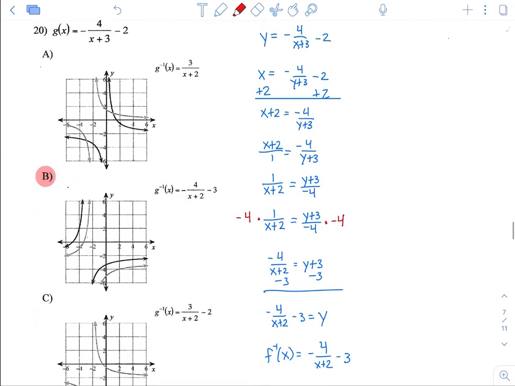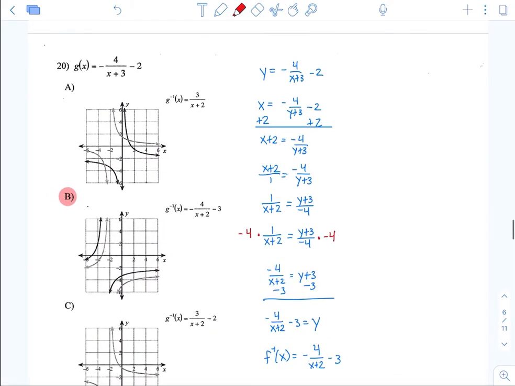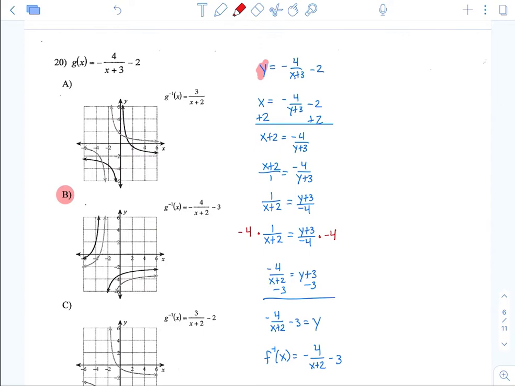And lastly, 20. So for 20, change g of x to be y, so we got y right there. Switch your x and y variables, so this now is x, this is y now. Add 2 to both sides, we get this. Again, don't like that variable in the denominator, so I'm going to put x plus 2 over 1 as a fraction, and now I'm going to flip both sides, so now this is y plus 3 over negative 4, 1 over x plus 2. Trying to get rid of that denominator, so multiply both sides by negative 4, because these will cancel. So then y plus 3 equals negative 4 over x plus 2, and then all we have to do is subtract 3, and there's our inverse, which is letter B.